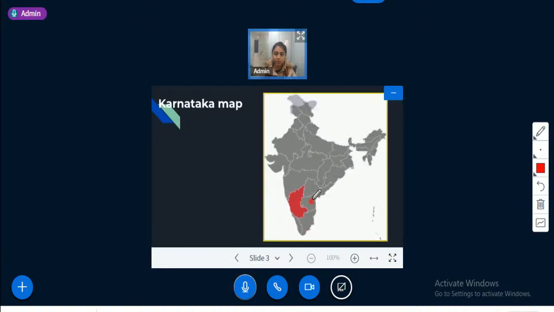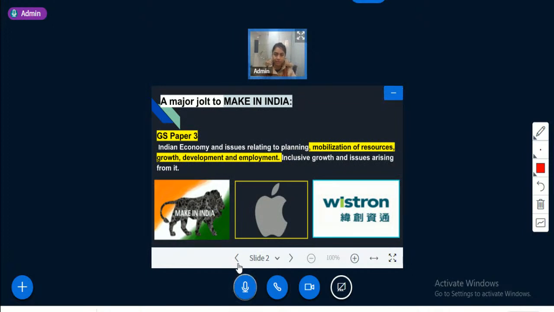Yes, I have not shown you Karnataka on the map of India. So this is the map of Karnataka, the red in color. And here is the capital of Karnataka, that is Bangalore, and this plant, the Narasapura plant, is near Bangalore. This you should know, that it is near the capital of Karnataka, and such a huge event. I hope you have understood everything.